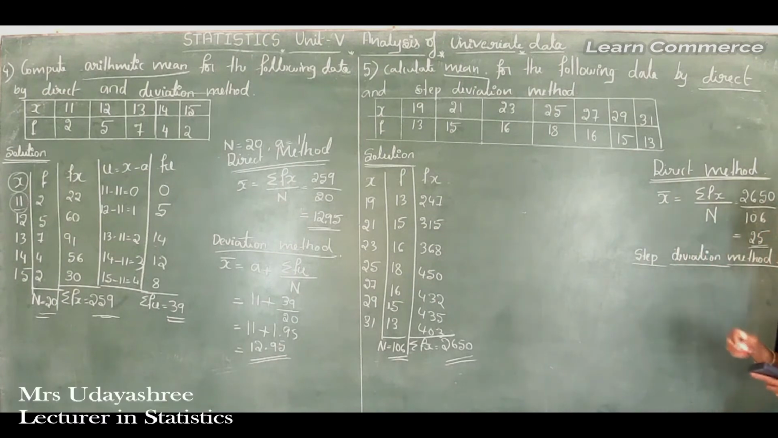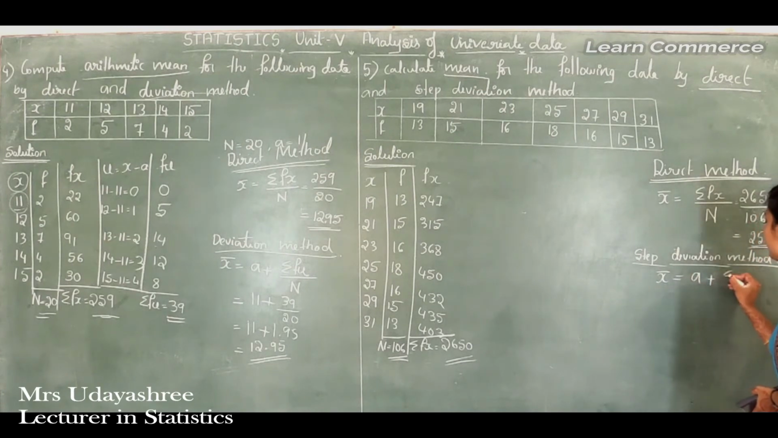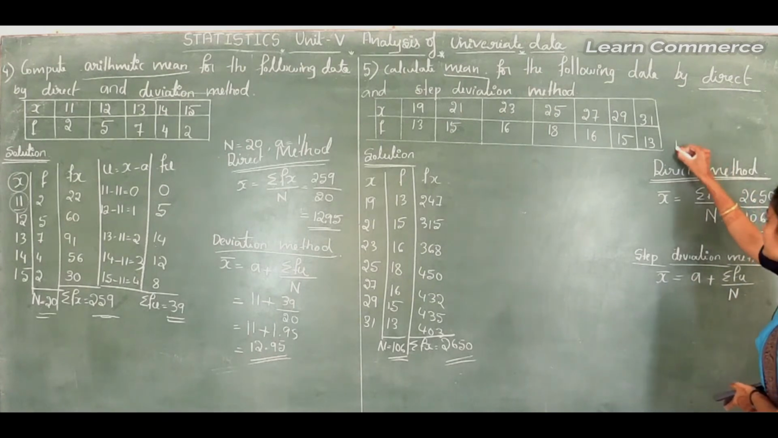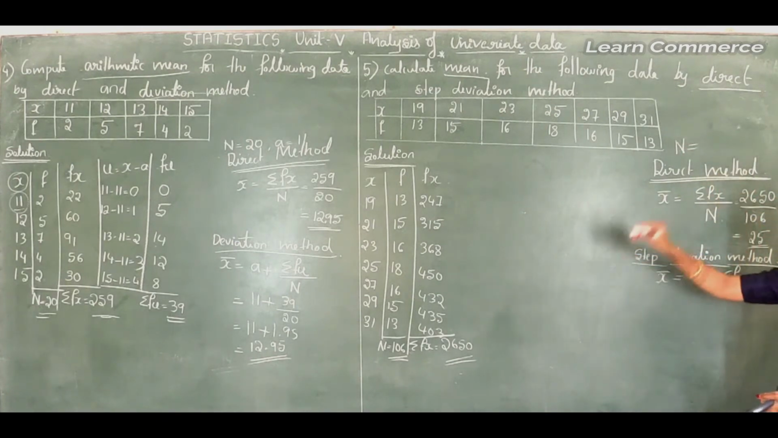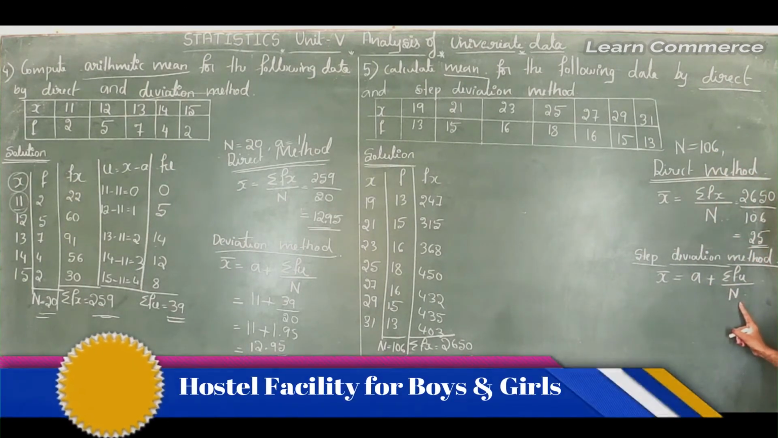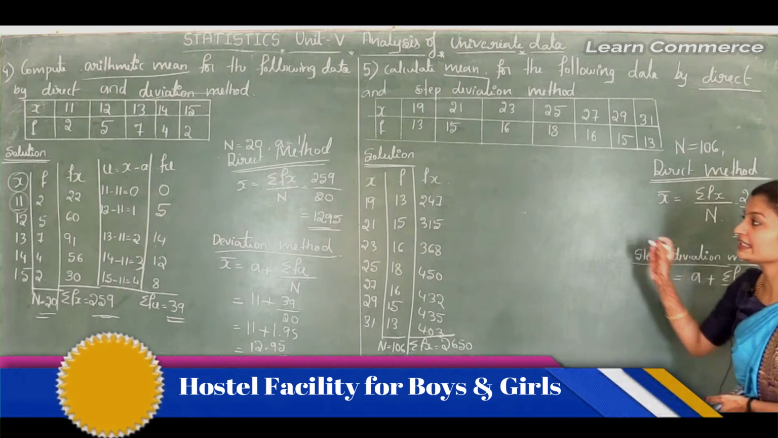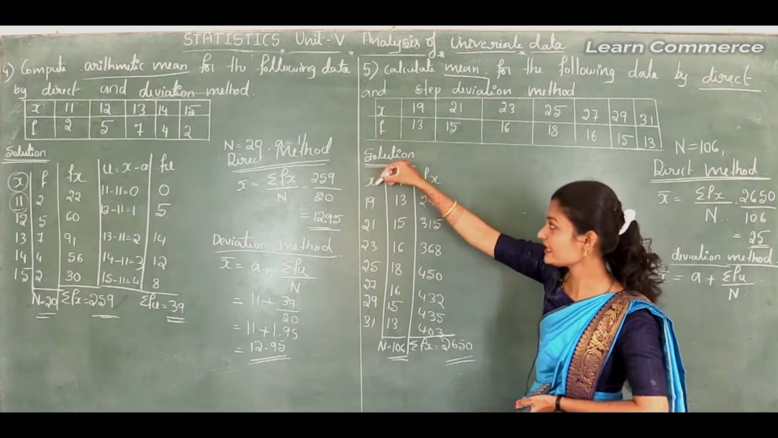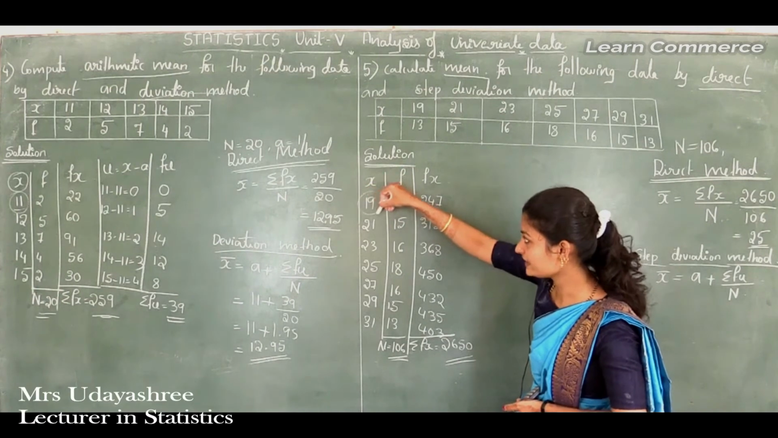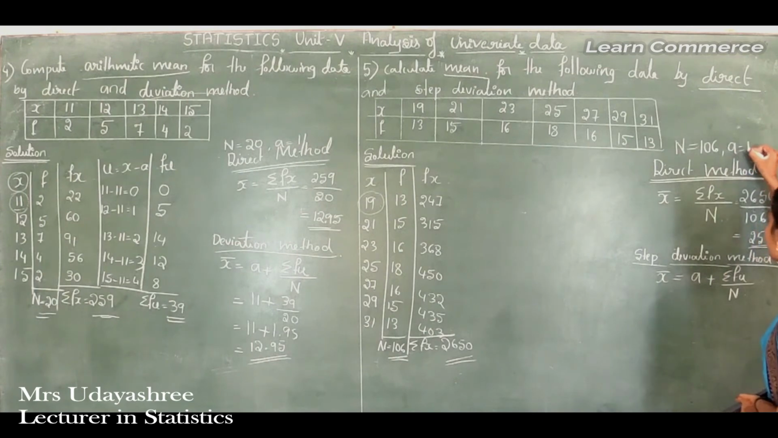So in discrete data, the step deviation method formula is x bar is equal to a plus summation f into u divided by capital letter N. So we know what capital letter N is. Here capital letter N is 106, and a is the assumed mean. This assumed mean we need to find from the x observations only. In the x observations the smallest value is 19, therefore I will take a as 19. Next we need to calculate the sum of f into u.